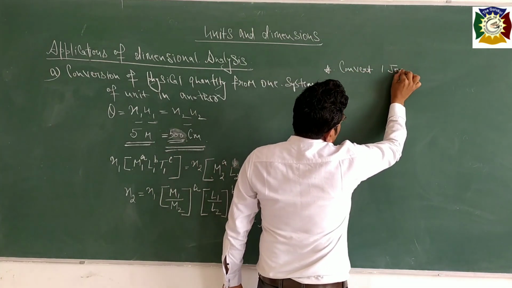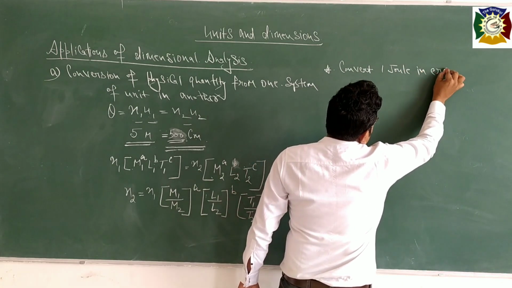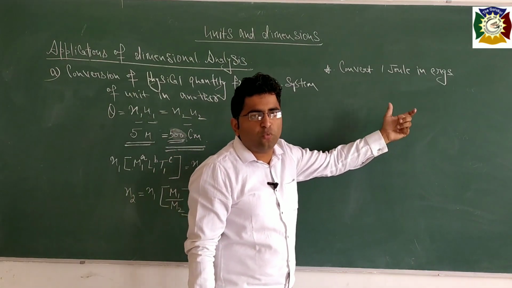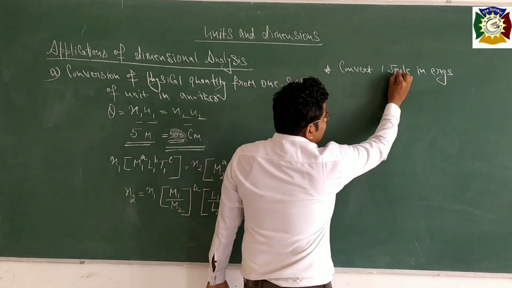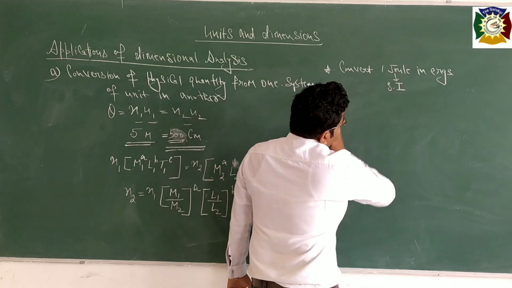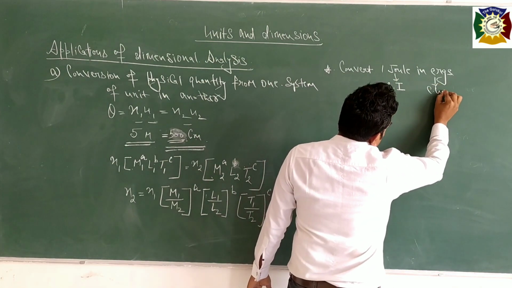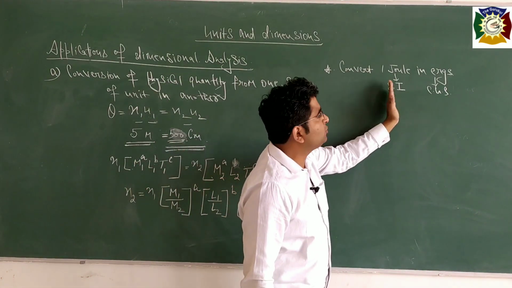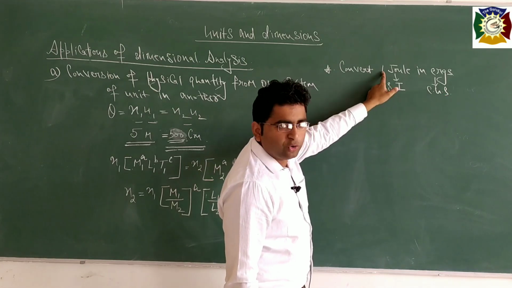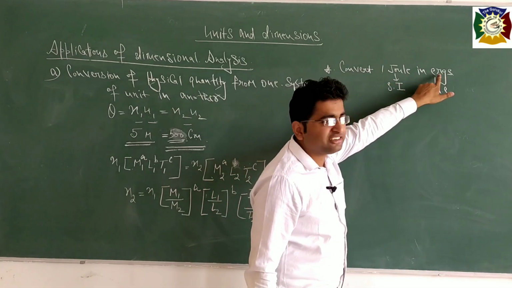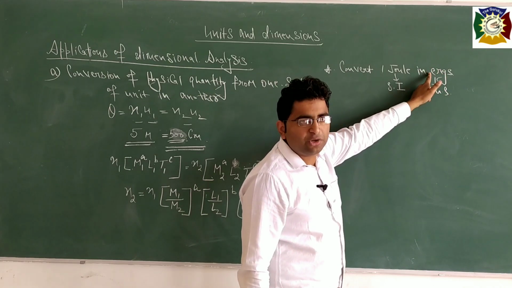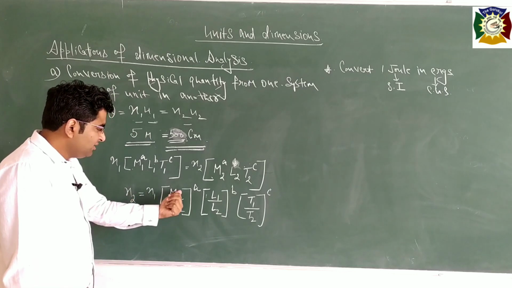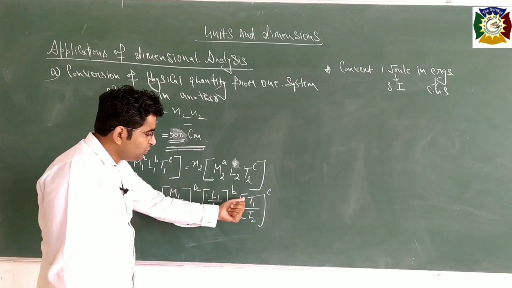For example, you have to convert 1 joule into ergs. Basically, joule and erg are the units of work or energy. Joule is the SI unit of energy. We convert the SI system into the CGS system. In SI, we know the numerical value 1, but in the CGS system, we don't know the numerical value, that is N2. Clear? Now again, N2 equal to N1, M1 divided by M2, L1 divided by L2, T1 divided by T2.